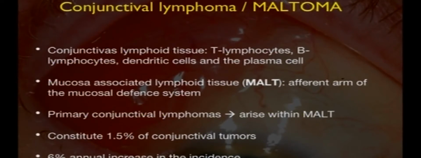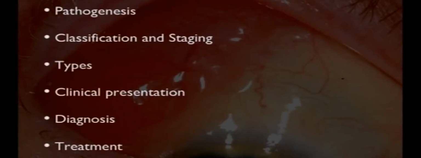Primary conjunctival lymphomas arise essentially from this mucosa-associated lymphoid tissue, and they constitute 1.5% of all the conjunctival tumors. So it forms a very small percentage of the ocular surface tumors in your practice. But what is of importance is that there is a 6% annual increase in the incidence of mucosa-associated lymphoid tissue lymphoma. So this is one take-home point from this slide.